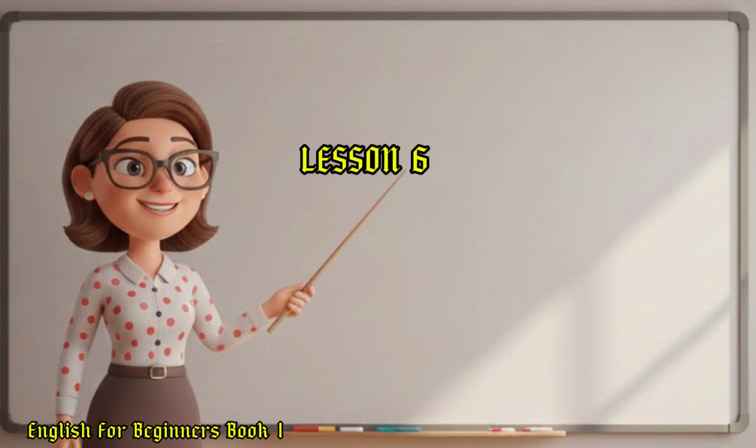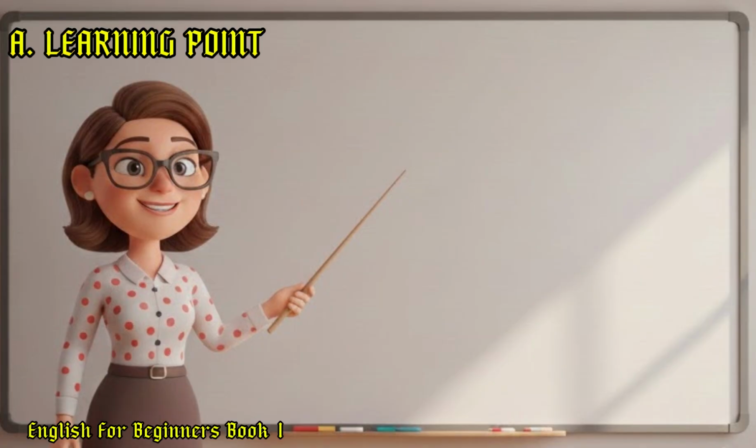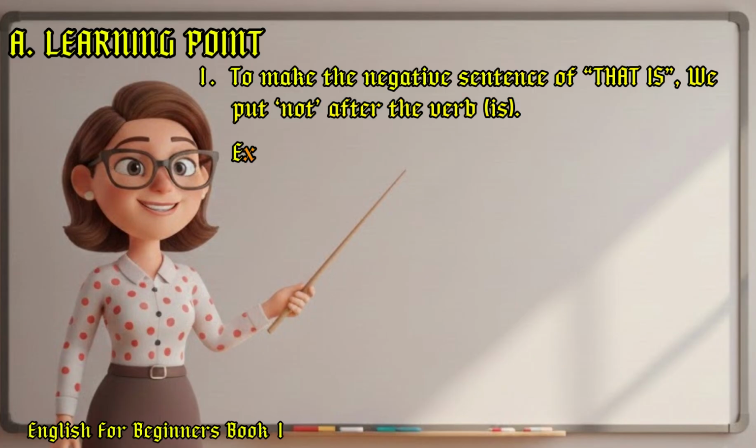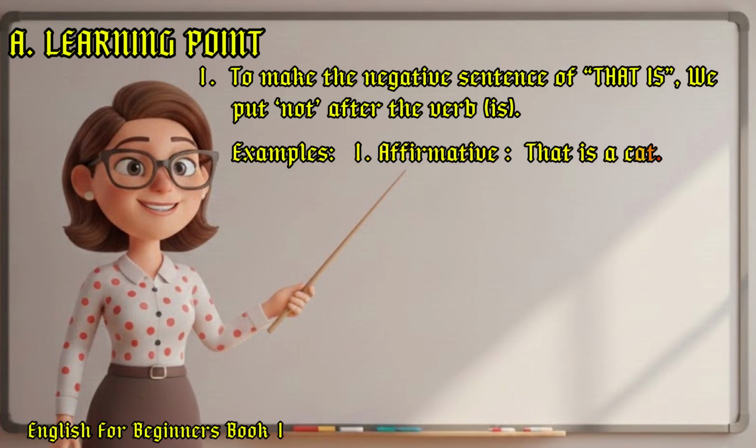Lesson 6. That is not. A learning point. 1. To make the negative sentence of "that is", we put "not" after the verb "is". Examples. 1. Affirmative. That is a cat. Negative. That is not a cat.